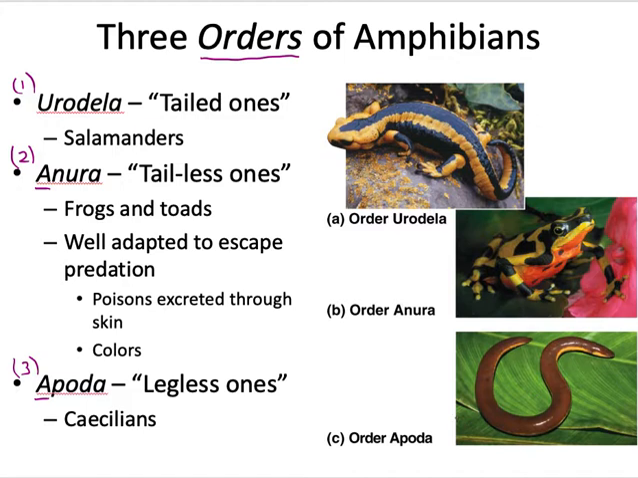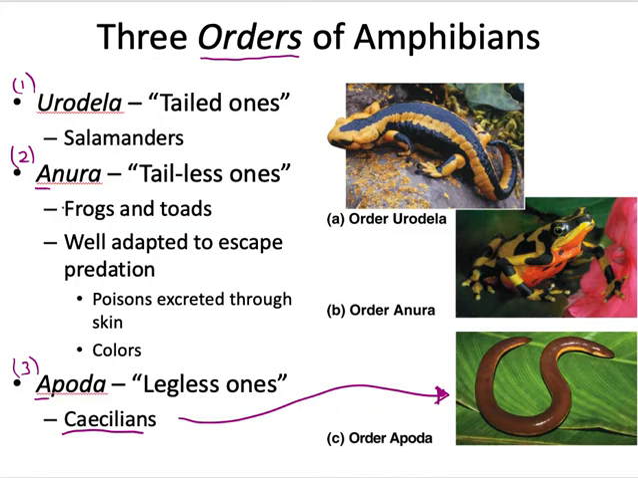And they look a little bit like a snake, but snakes are reptiles that have scales. Amphibians, or caecilians are amphibians, and they don't have scales. They belong to the class Amphibia. So caecilians are legless amphibians.